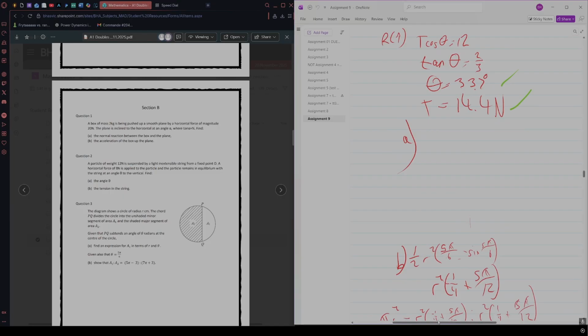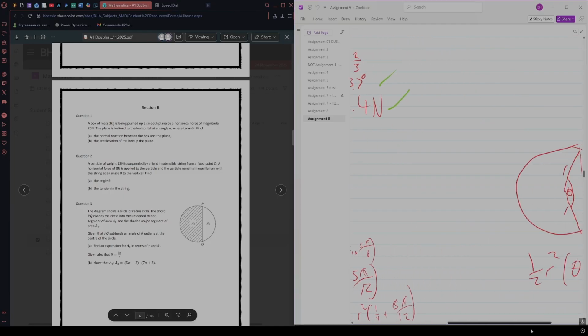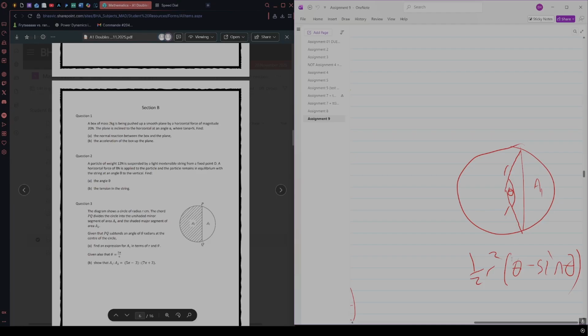Next question, question 3. This is quite a difficult one. I had to rub out a lot of working. It's over here, but I just figured it out after a while. It's literally just the area of the segment, like this. So you just do half r squared, theta minus sine theta. It gives you this area, and that is the answer.